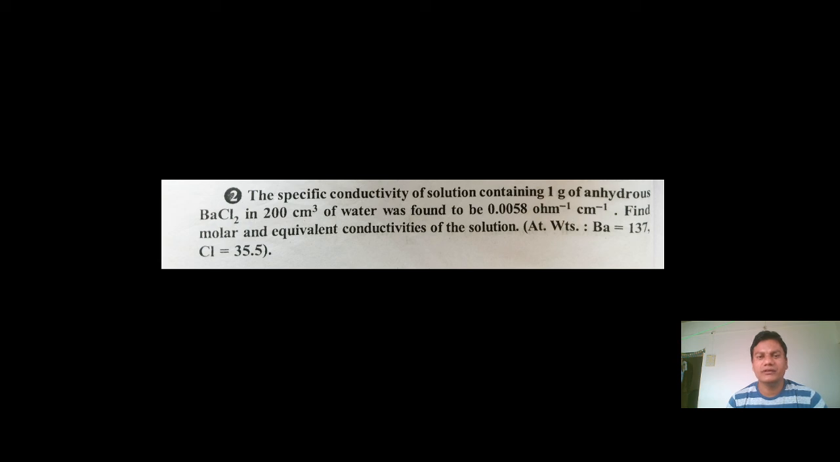This numerical is about the specific conductivity of a solution containing 1 gram of anhydrous BaCl2 in 200 cm cube of water, which was found to be 0.0058 per ohm per centimeter. If you read this line two or three times, you see that the specific conductance is given for 1 gram of BaCl2 in 200 ml of water. So that is the volume.